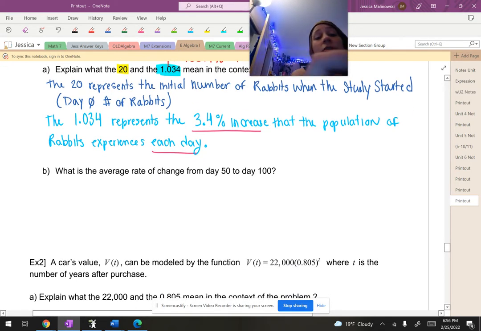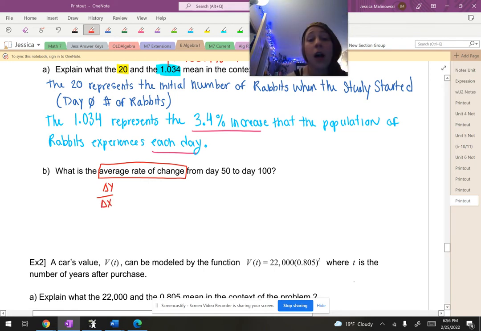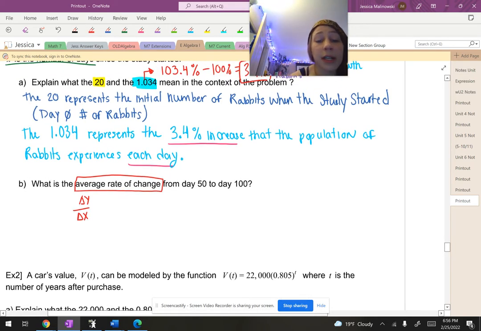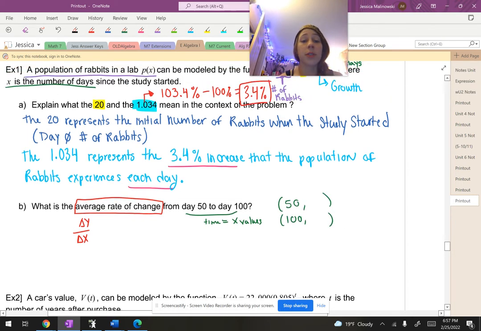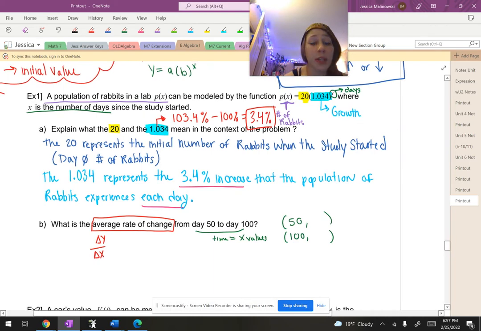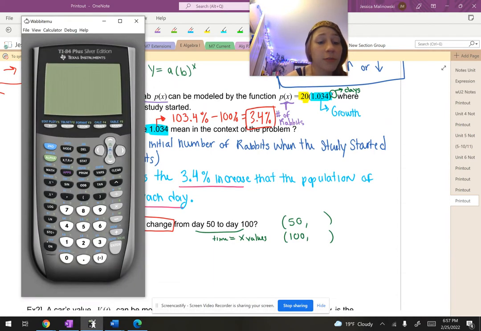Okay, and this next part, this is just a review of stuff we've been talking about. Average rate of change. Hopefully you're committing this to memory, that average rate of change means change in y over change in x, which means right now we have time. So these are time values, which give me x values. So I need to find the y values that correspond with those x values. And I can do that by, again, using that formula that they gave me to start off with.